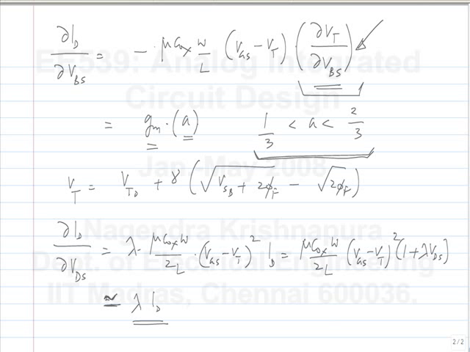Now lambda itself is inversely proportional to the length of the transistor. So for a given drain current, if you want to control the drain conductance GDS, you have to change the value of lambda, which means that you have to change the length of the transistor. So again I am assuming all this is familiar, so I am going a little fast through the whole thing.